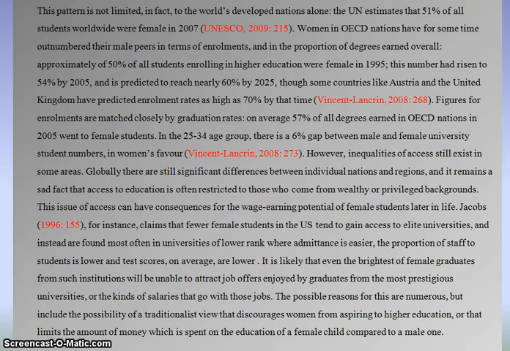Okay, here they are, in red. 1, 2, 3, 4. There's one from a report by UNESCO, the first one. One by Vincent Lancrin, another one by Vincent Lancrin, the same one, and the final one is by someone called Jacobs. As you can see, they are all pretty much the same. UNESCO, 2009, 215; Vincent Lancrin, 2008, 268; next one the same but 273; Jacobs, 1996, 155.